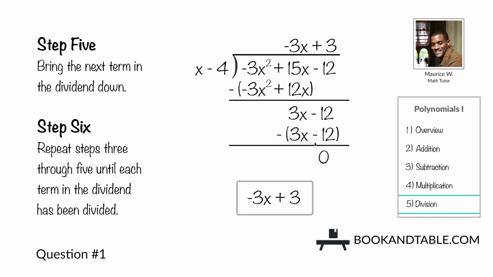And we'll subtract this product from the dividend, giving us 3x minus 3x, which is 0, and negative 12 minus negative 12, which becomes plus positive 12, which would be 0. So we get negative 3x plus 3 with a remainder of 0. So the quotient is negative 3x plus 3.